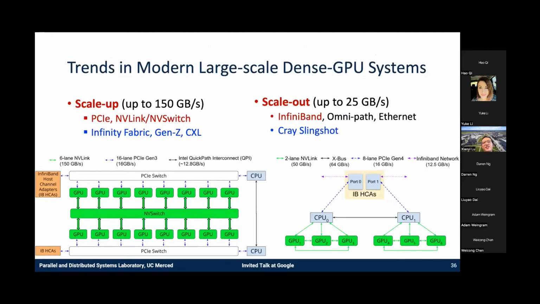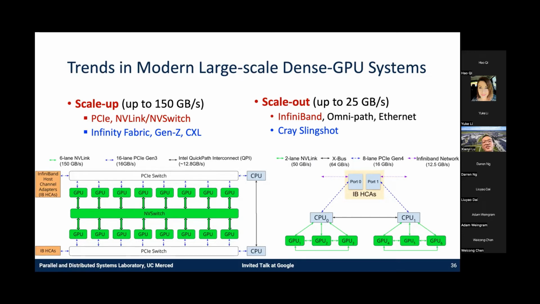With these techniques, people also try to use them in GPU-based clusters. This is an example showing, if you want to do deep learning training on dense GPU systems today, what kind of complexity you may see from the computer architecture perspective. A lot of GPUs are connected with NVLink, another type of interconnect technology, and NVSwitch. Across nodes, you can use InfiniBand or Slingshot, a new kind of network, to connect them.